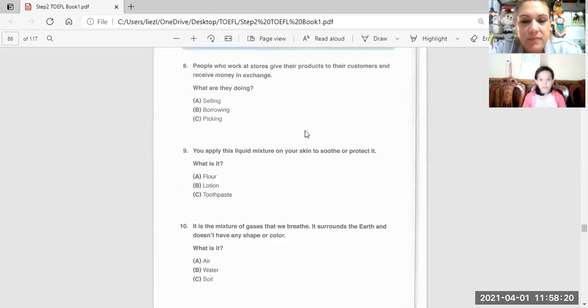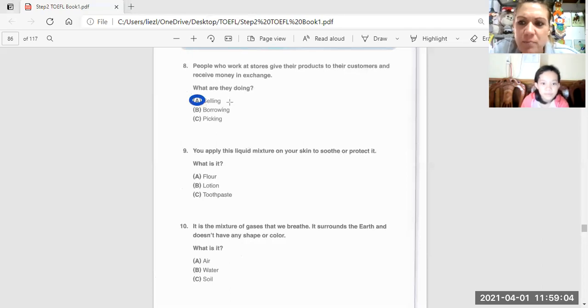People who work at stores give their products to their customers and receive money in exchange. Okay. Now, what do you think they're doing? They're selling. Selling. People who work at stores give their products to their customers and receive money in exchange.